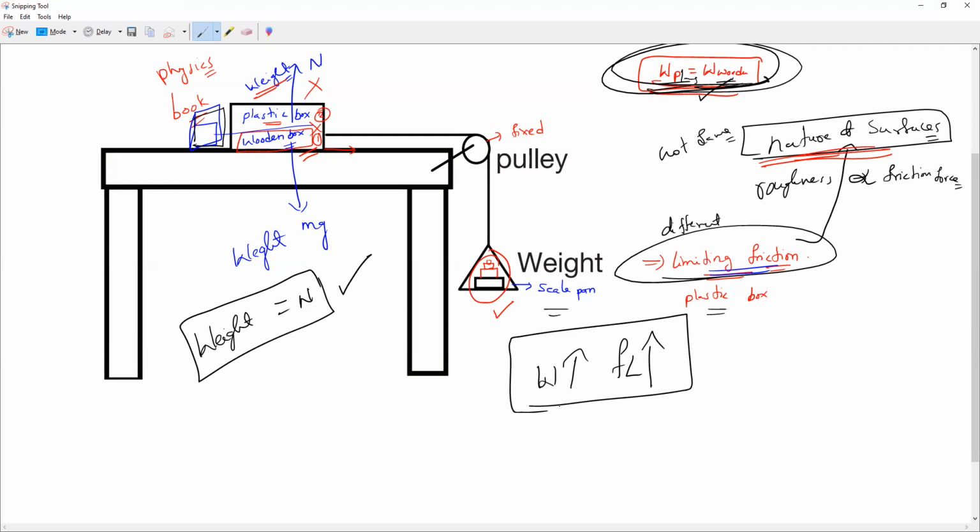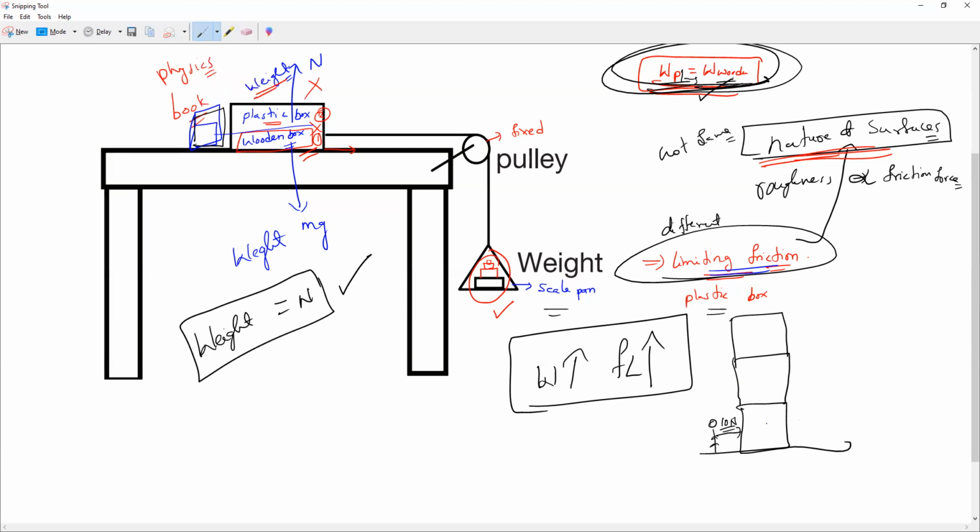Understanding? For example, I have placed one wooden block on the surface and I am trying to push it. Maybe by applying 10 newtons, I can push it. Now I put one more block over it, and one more block. Do you think that with the same 10 newton force I can push them? No. What is the reason?